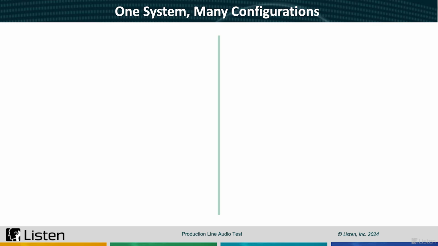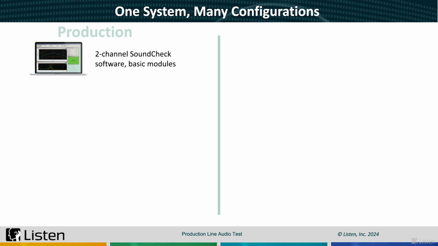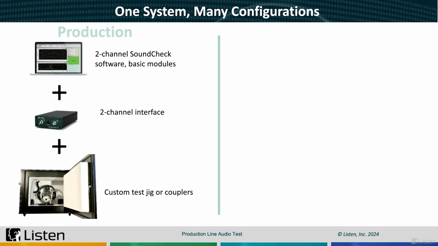You can configure, for example, a test system for production line headphone testing that uses an inexpensive 2-channel version of the software with a fairly minimal group of analysis modules. For hardware, you could use a 2-channel audio interface to power your microphones or couplers and your own custom test jig or couplers. This contrasts with what you might have in the R&D lab for headphone development, where you might need to implement extensive tests involving directionality, background noise, ANC, and more.